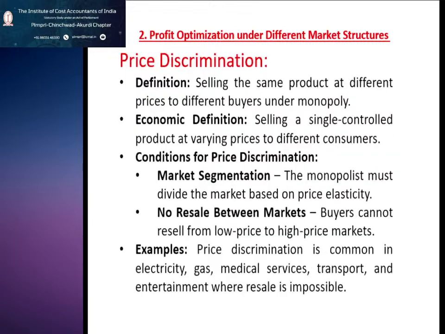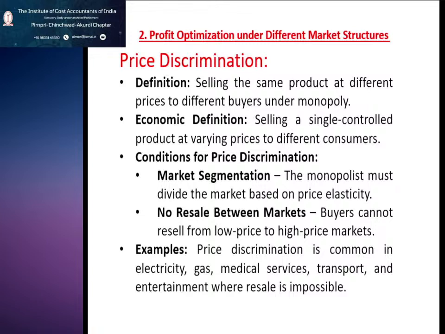Now let's understand price discrimination. What is meant by price discrimination? The definition, if one has to put it across, is selling the same product at different prices to different buyers under monopoly. So the market structure is monopoly. However, there is a discrimination between the same product pricing. So, selling the same product at different prices to different buyers under monopoly. The economic definition would be selling a single controlled product at varying prices to different consumers.